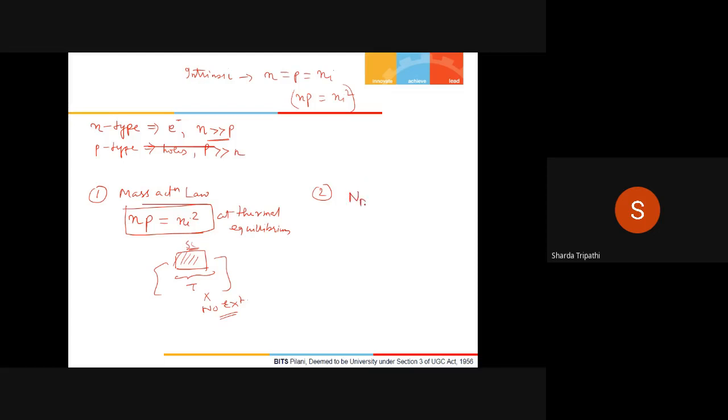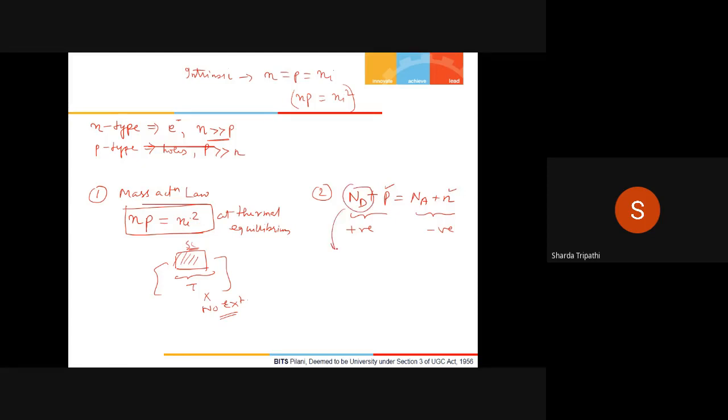So for this, the equation Nd plus P is equal to Na plus N holds true. So what is this? This is the net positive charge inside the semiconductor material, and this is the net negative charge. P, you know, this was the hole concentration, and also, you know, this was the electron concentration.